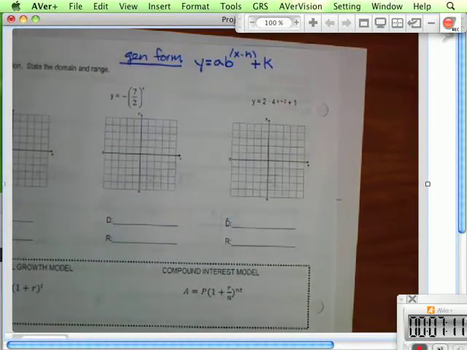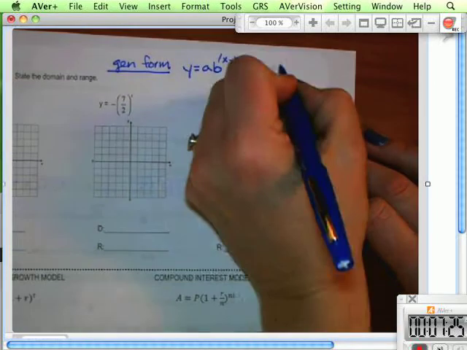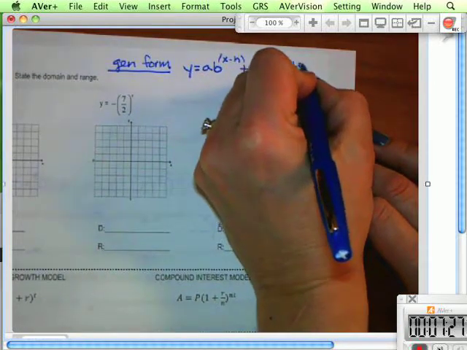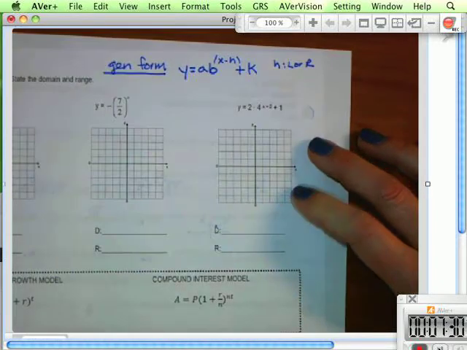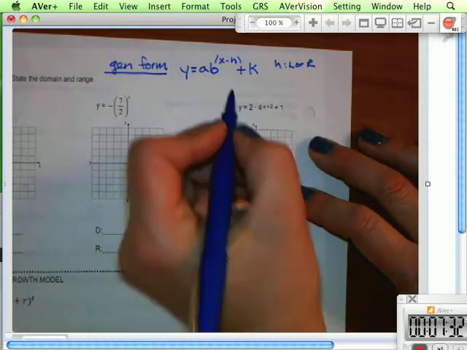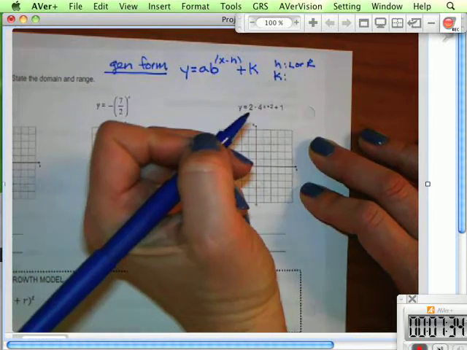What does the a mean? Yes, before we have any of this movement. Okay, it starts here, and then this movement will affect the y-intercept. But so the a is the original y-intercept. The h makes it go left or right, and the k makes it do what? Up or down.